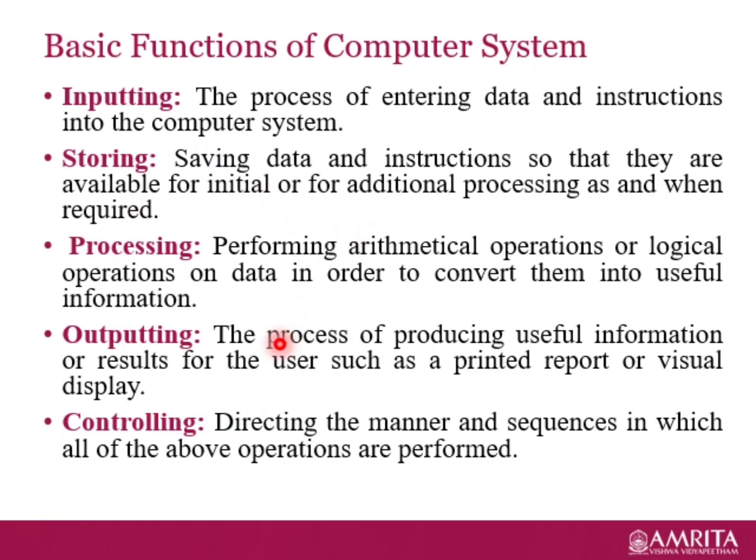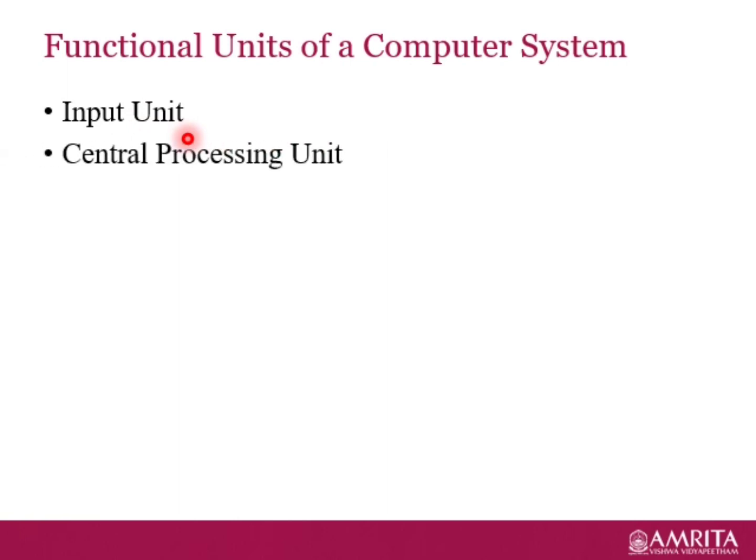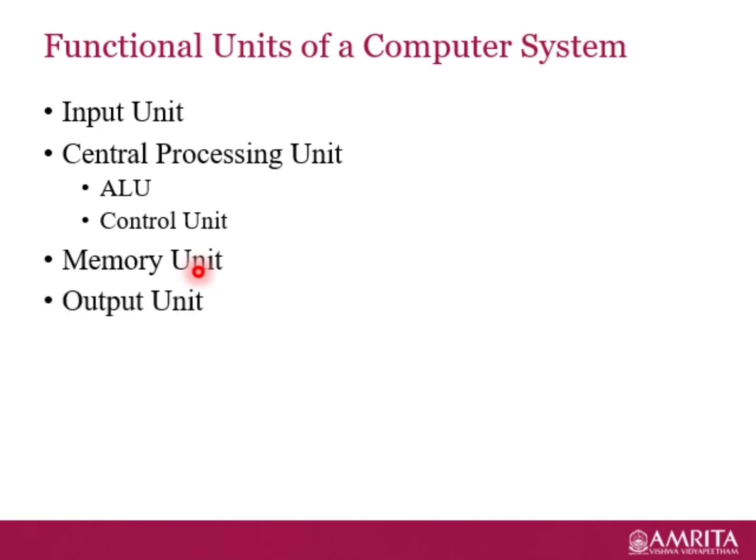In order to perform all these functions, we have the corresponding functional units associated with each and every function. The main functional units of a computer system are the input unit for performing the input function, the central processing unit which contains the ALU responsible for performing the arithmetic and logic processing, and the control unit which is responsible for all controlling operations. Then we have the memory unit that takes care of all the temporary as well as the permanent storage functions. And finally, we have the output unit for providing the output.